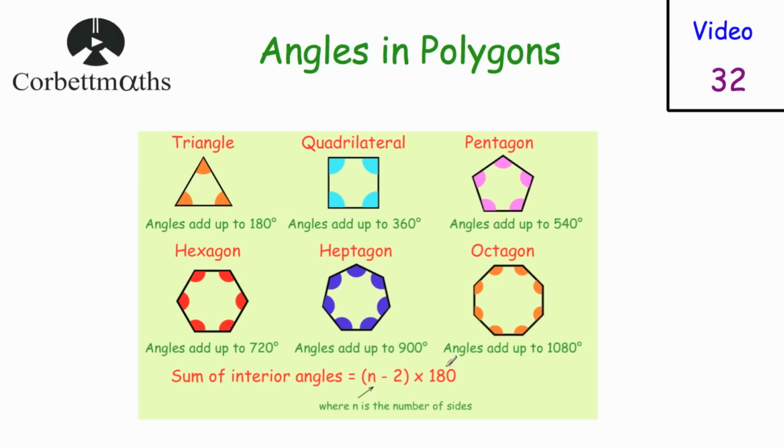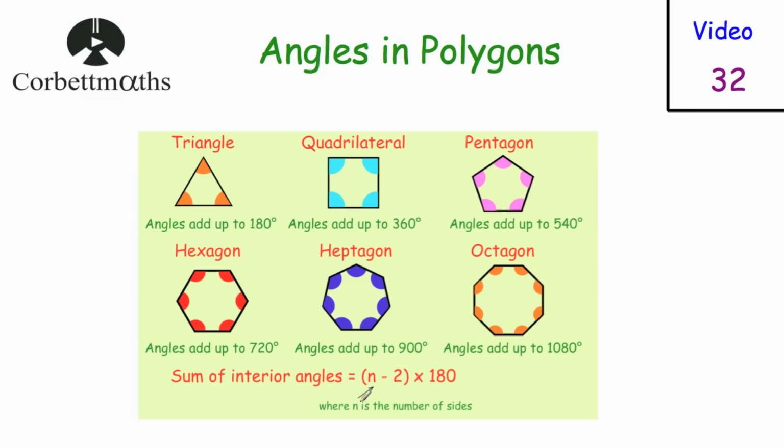Now, there's a formula that's really, really useful, if you want to find out the sum of the interior angles, or what the angles in the shape add up to. You could use this formula, which is n take away 2, so the number of sides take away 2, multiplied by 180. So for instance, if I wanted to know what the angles added up to in an octagon, I could take the number of sides, which is 8, take away 2, that gives me 6, and then multiply by 180, and that gives me an answer of 1080.